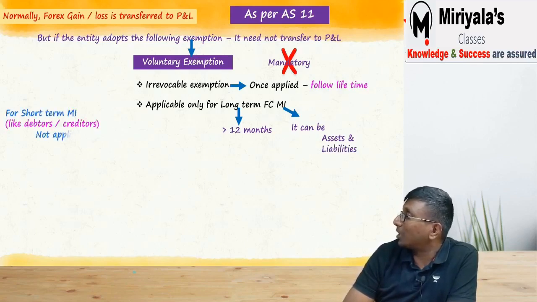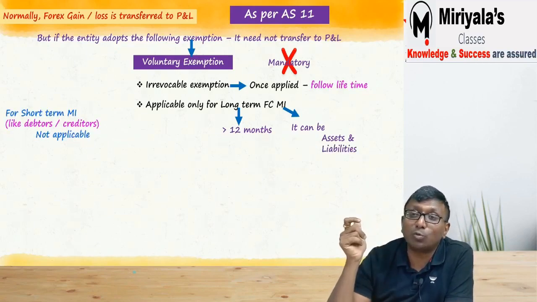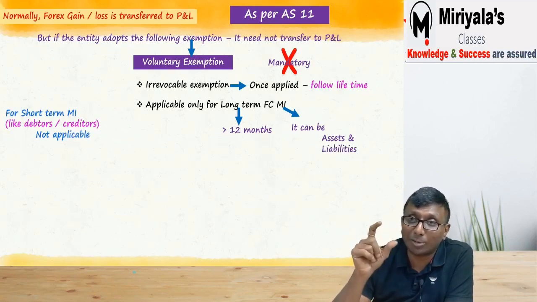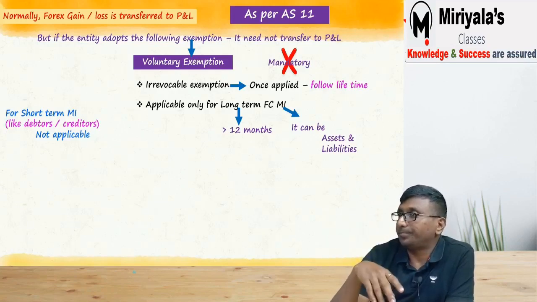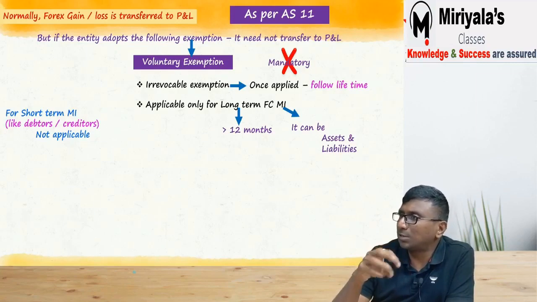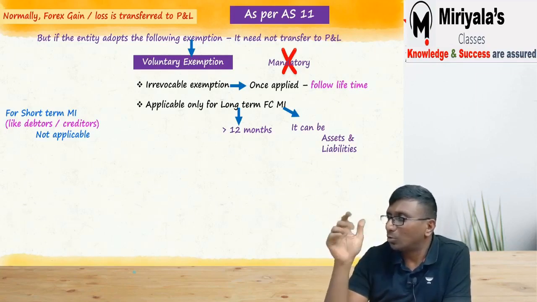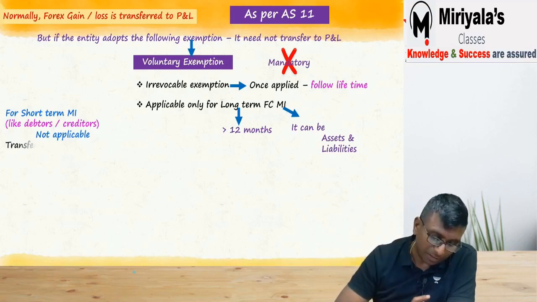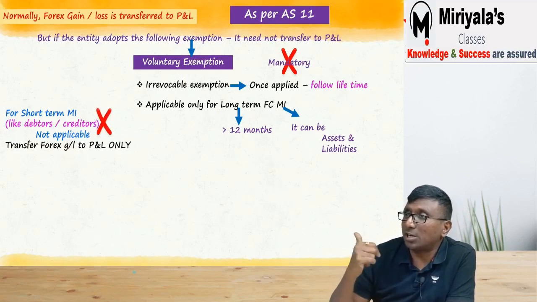For short term, sir, like debtors and creditors, is this concept applicable? No, it is applicable only to long term items, not to short term items. Not applicable in the sense that any fluctuation gain or loss that comes, you should not come to this exemption. You have to charge it to the profit and loss statement. You have to transfer it to P&L. This exemption is not applicable to you.